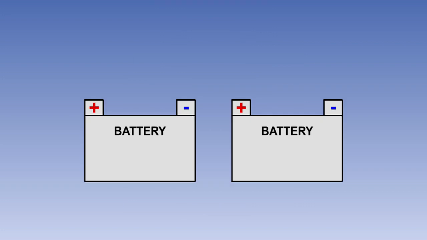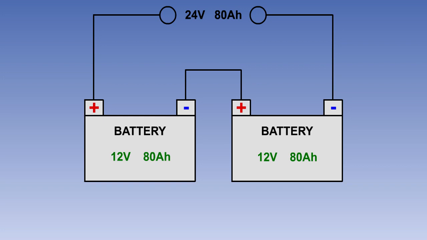As we have previously said, a battery consists of a number of cells connected together. If 2 or more batteries are connected together, then the same rules apply as for the joining of cells. So if 2 12-volt 80 ampere hour batteries are connected in series, they will act as a single 24-volt 80 ampere hour battery. But if they are connected in parallel, they will act as a single 12-volt 160 ampere hour battery.